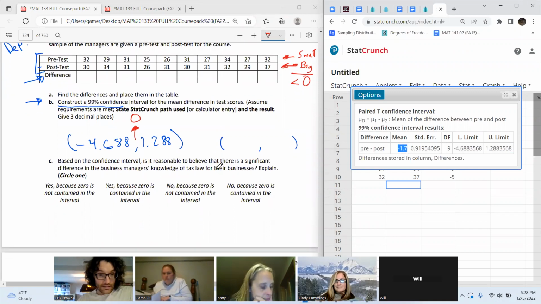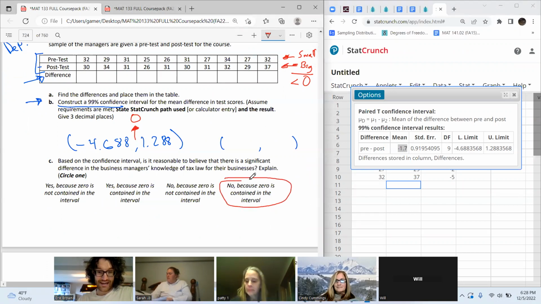So that means it's not reasonable to believe there's a significant difference in their knowledge of tax law. Like the class was a waste or the exam doesn't really measure anything. So it's no, because 0 is contained in the interval. By the way, if this is the multiple choice options, these two are never correct. I guess we could phrase the question differently to make yes the correct answer and no the correct answer, but that would just be mean.